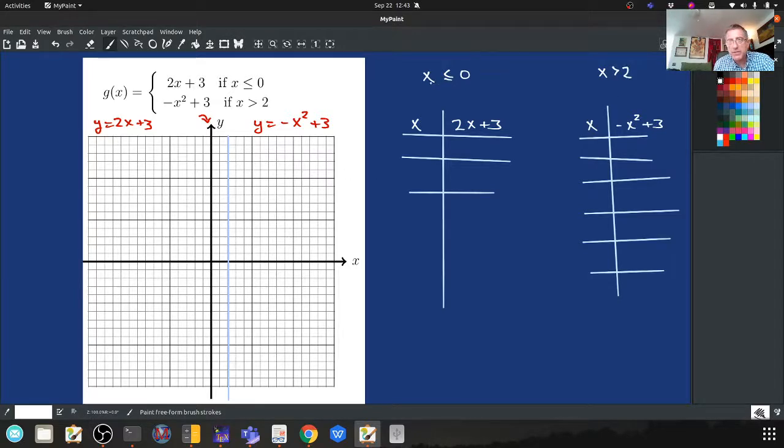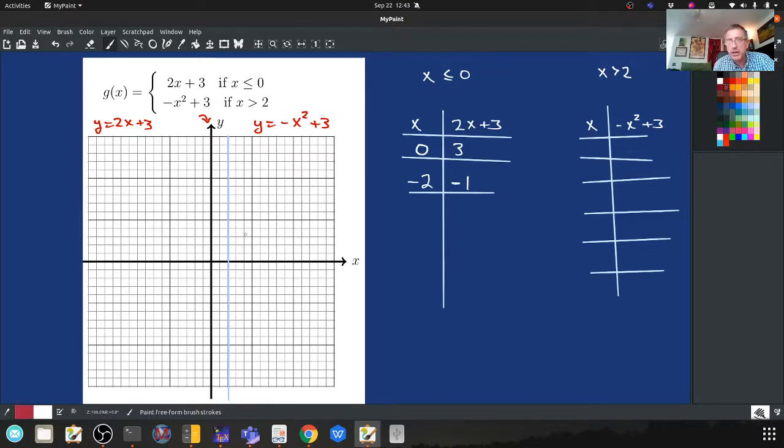So here I have to choose x less than or equal to 0. Since 0 is included in that, I'm going to include 0, and then I'll include minus 2. So 2 times 0 is 0, plus 3 is 3. 2 times minus 2 is minus 4, plus 3 is minus 1. So right there are my 2 points.